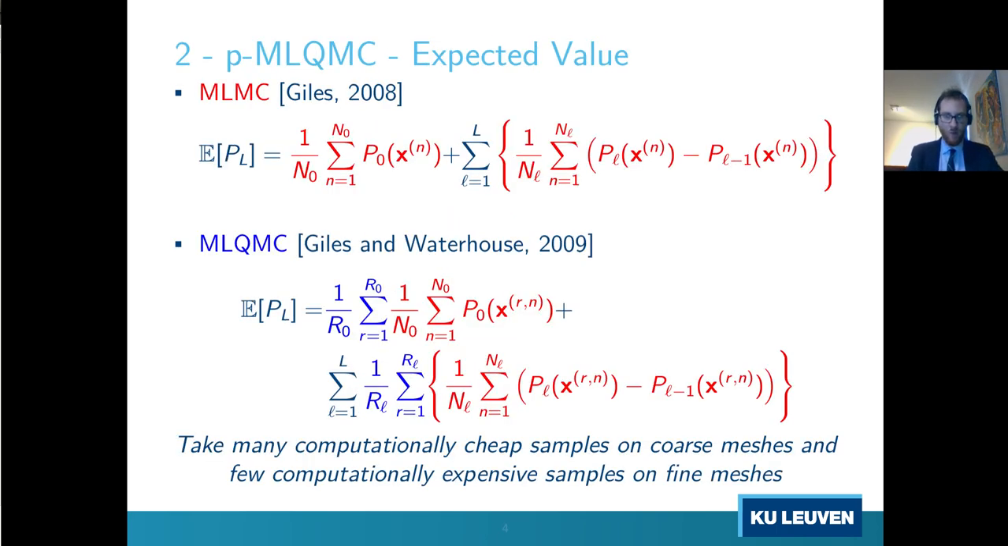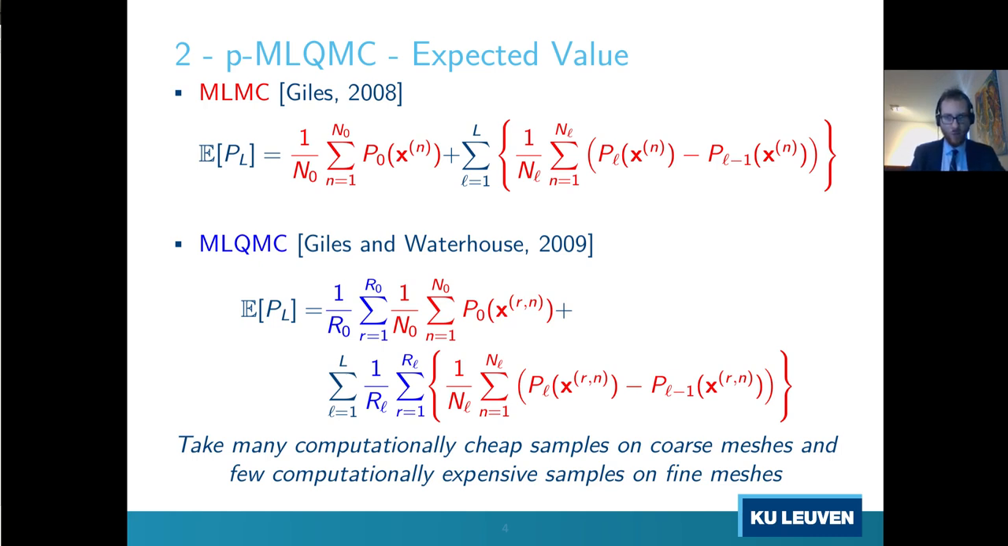Now let's go back to a bit of the basics. The expected value for multi-level Monte Carlo and multi-level Quasi-Monte Carlo. The idea of these multi-level methods is to take many computationally cheap samples on coarse meshes and a few computationally expensive samples on fine meshes. The first part of the equation, the 1 over n0 sum, is the expected value on a very coarse mesh plus a sum term, these are corrections of differences. So you actually correct it by computing differences over the different levels.